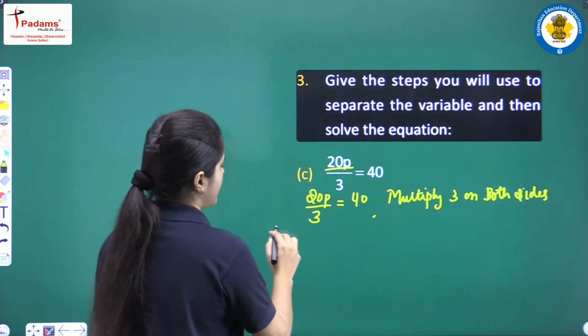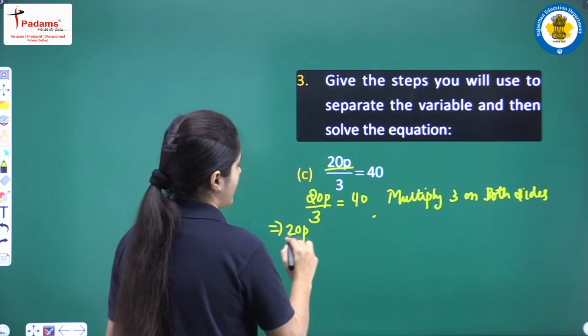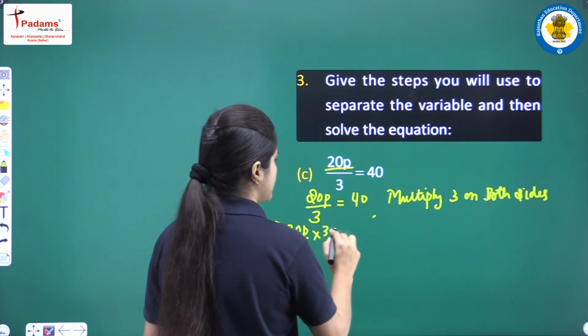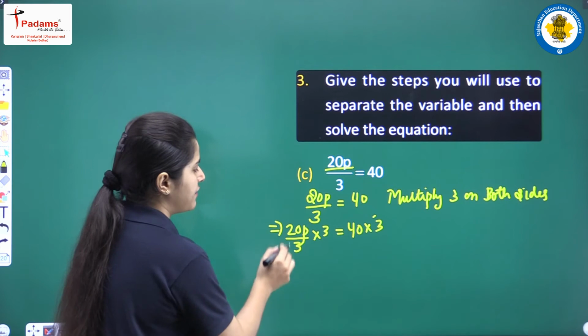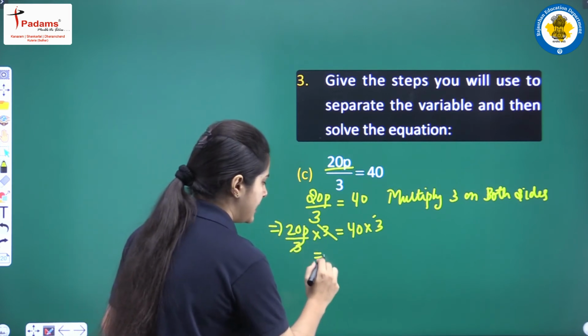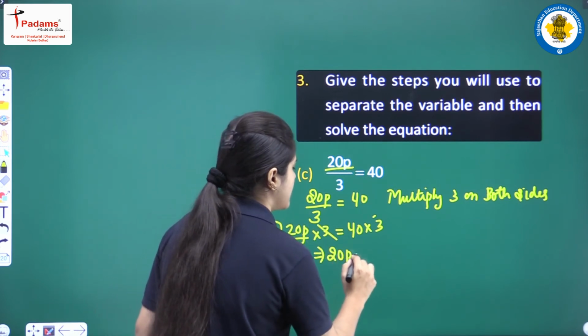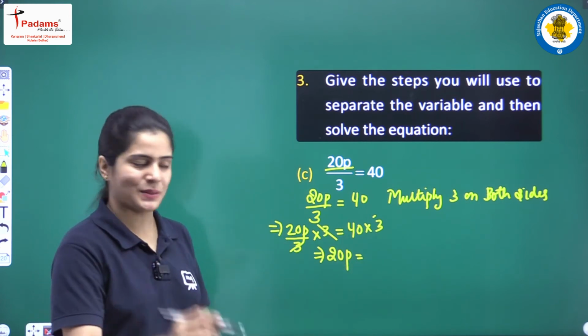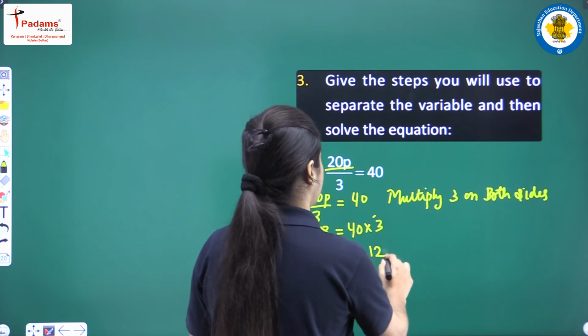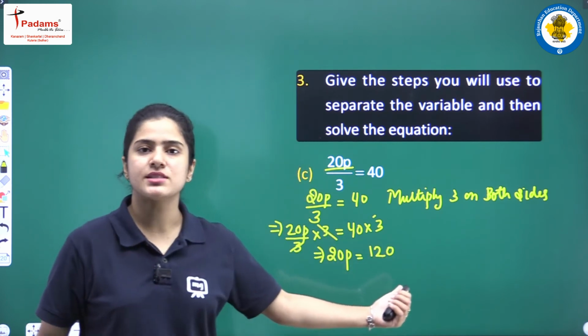Okay, students, now 20p upon 3 into 3 is equals to 40 into 3. The 3 will be cancelled out from this 3. It is 20p. 20p is equals to 40 into 3, which is equals to 120. So 20p is equals to 120.